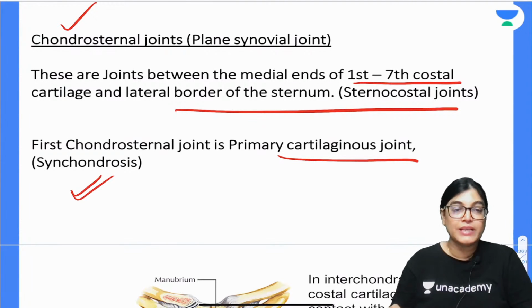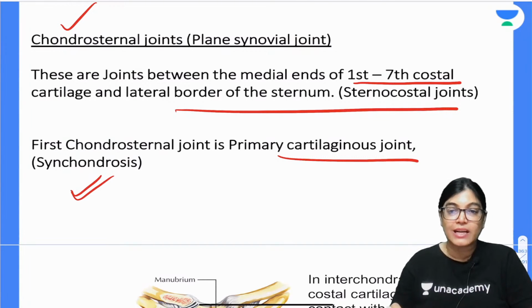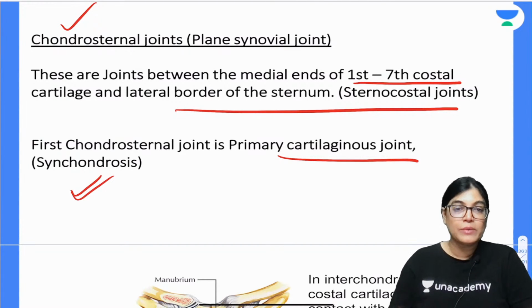Absolutely right, Joseph. Yes, true ribs. So, it is an articulation seen in the true ribs with the lateral aspect of the sternum, and this is again an example of primary cartilaginous joint, that is synchondrosis.